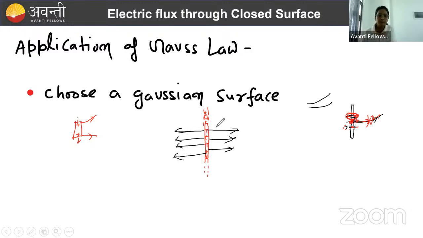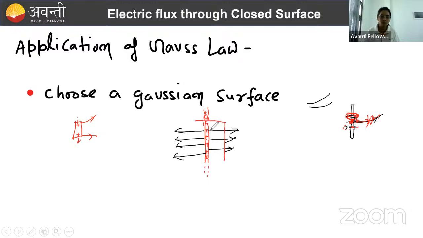Now, what we were discussing? Yes, we have to choose a Gaussian surface. For choosing a Gaussian surface, the first thing you have to do is draw the electric field lines. We have already drawn them. Now we have to choose a Gaussian surface in such a way that the electric field should be constant at each point of that surface. So see what I'm going to do here.